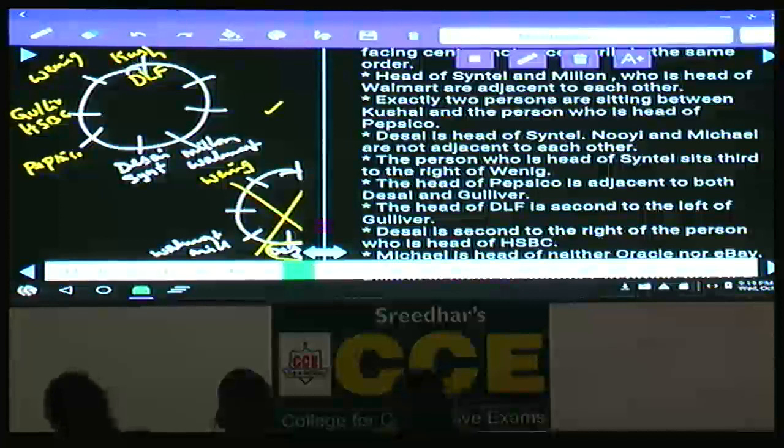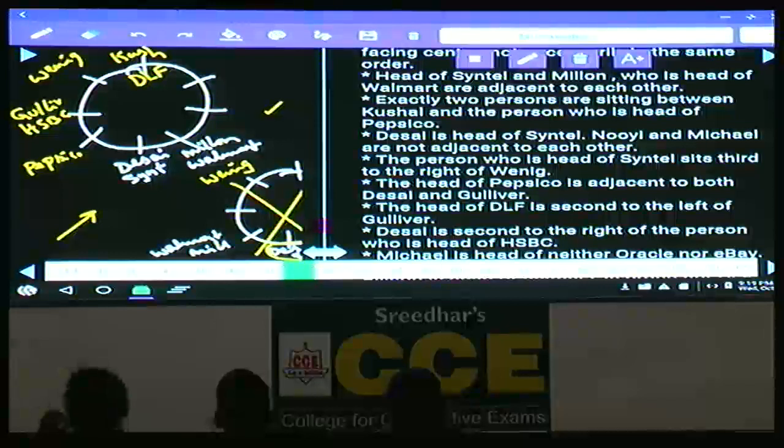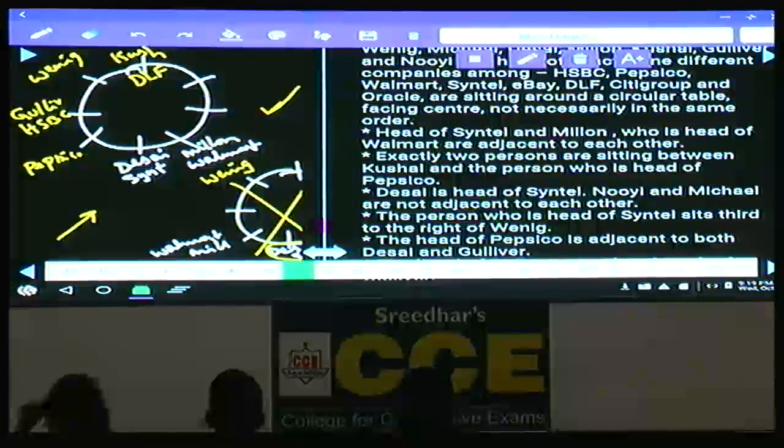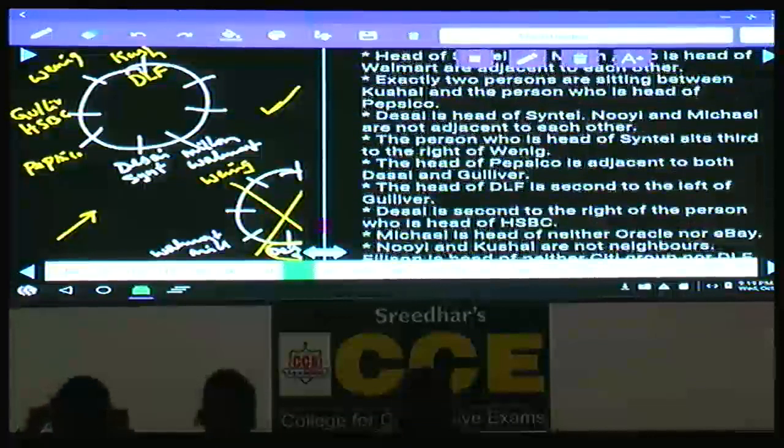Now as of now, we have completed some 60% of this arrangement. Now let us take one of the assumptions. If it is valid, that itself will be the answer, or else we can directly start with the second diagram. Done? Then, first one, exactly two people between Kushal and the person who is the head of PepsiCo. Now I am taking this assumption, Kushal is at this place. Then next one, exactly two persons. Desai is the head of Sintel.